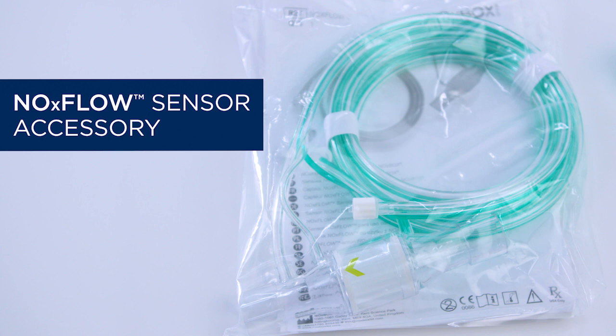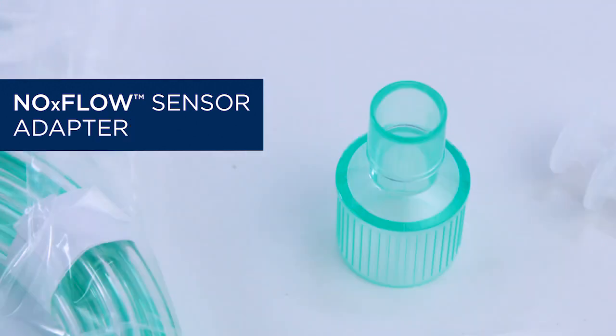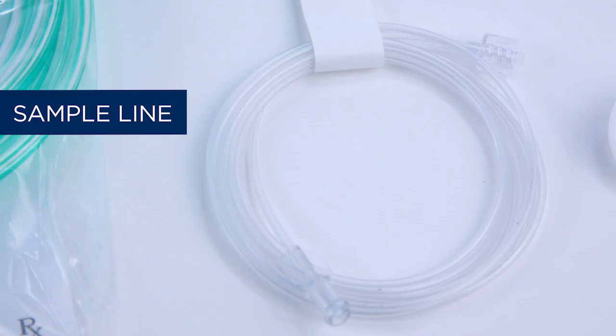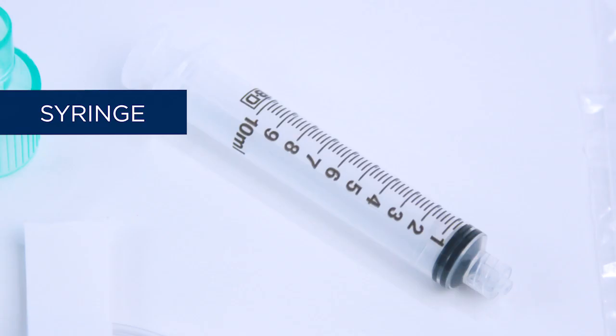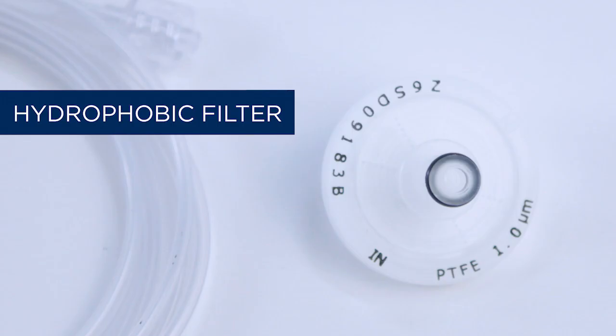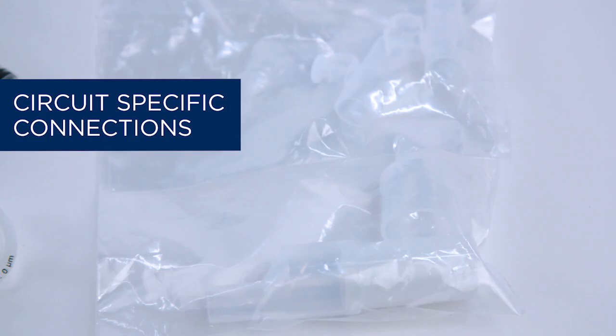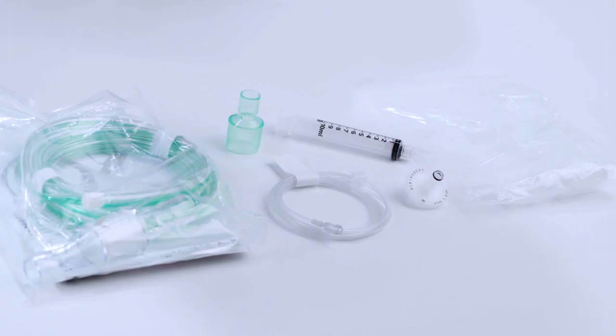oxide gas into the ventilator inspiratory limb, an adapter to connect the NOx flow sensor to a humidifier or the inspiratory limb, a sample line used to sample the inspiratory limb gases, a syringe used to remove moisture from the water trap, a hydrophobic filter used to prevent moisture from entering the NOxBOXi device, and connectors for connecting the sample line to the inspiratory limb and the NOx flow sensor for when a humidifier is not present, such as when an HME or heat and moisture exchanger is being used. These connectors are different in each NOx kit, specific to the patient breathing circuit.